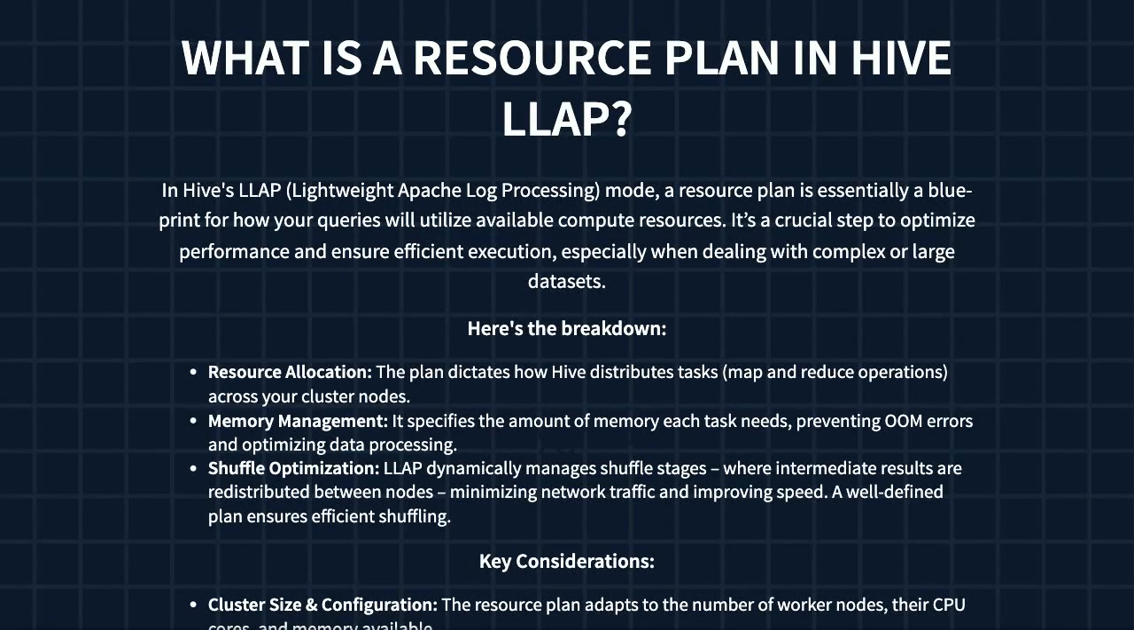Okay, let's talk about resource plans in Hive Lab. Think of it like a detailed roadmap for your queries. It tells Hive exactly how to break down the work and use the available resources on your cluster. It's all about intelligently assigning tasks to different nodes so you get the best possible performance. The plan looks at things like how many worker nodes you have, how much memory they each have, and then figures out the most efficient way to move data around, particularly during shuffle stages, which can really slow things down if not done right. It's a dynamic process, adjusting based on query complexity and the size of your data.